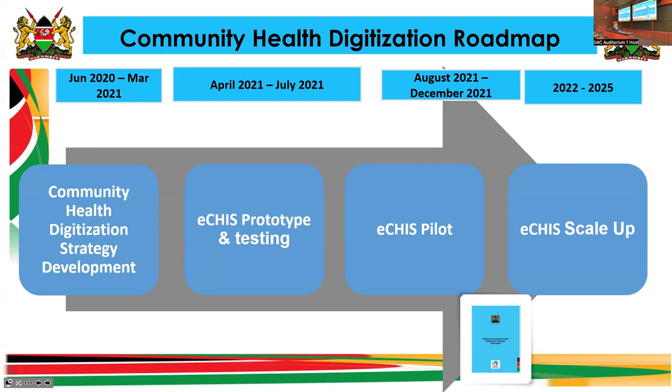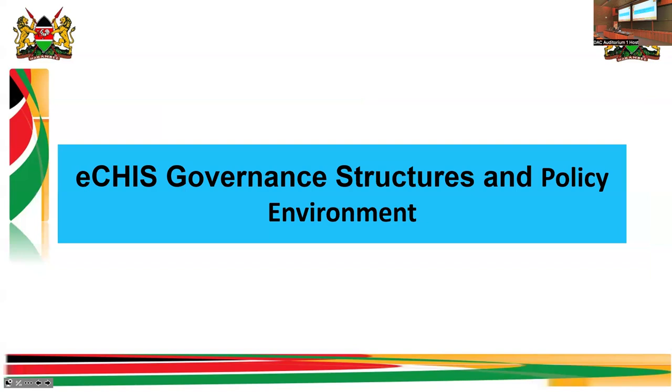This slide is everything. We started by developing the community health strategy. And then we decided to make the community health prototype, the software. We pilot tested. And now at this time, we are at the level of scaling up. And that's when they say the rubber meets the road. So we are at that level of trying to implement.